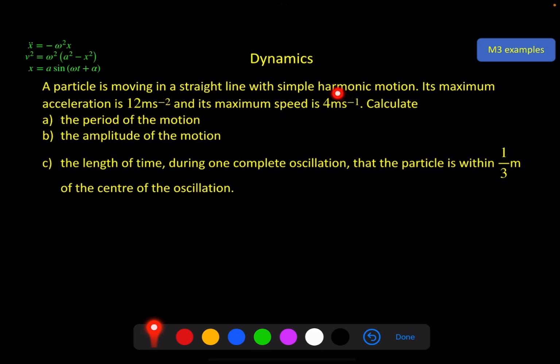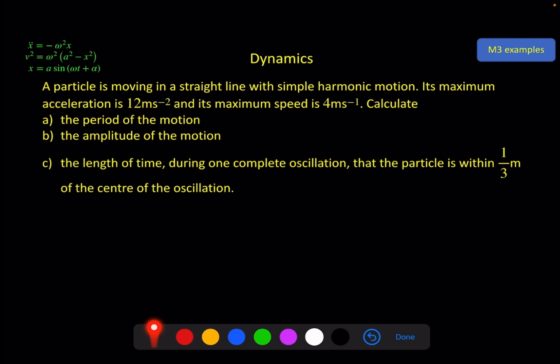Okay, we've already talked before about maximum speed. That is the speed when x is equal to 0. That's very useful for this equation here. But maximum acceleration we haven't really talked about yet. Maximum acceleration happens at the very end point of your motion.